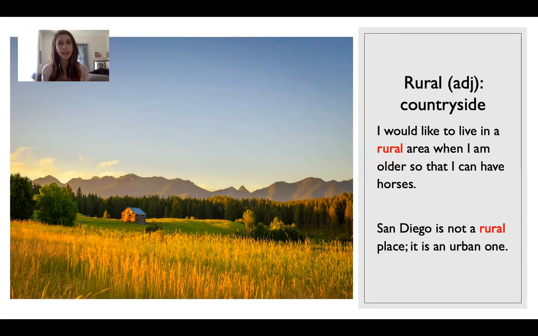So you can see this. This means countryside. And for those of us who struggle with this pronunciation, just practice, right? The L sound with the tongue is at the end. So rural, rural, rural, rural.